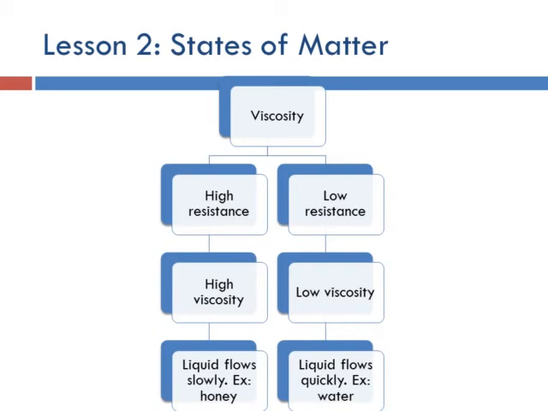However, if we have another liquid that has a low viscosity, what do we mean by this? This means that the particles in this liquid have a low resistance to moving or to flowing, which means that this liquid is going to flow quickly like water. If we try to pour water from one cup to another, it will flow much faster than honey.